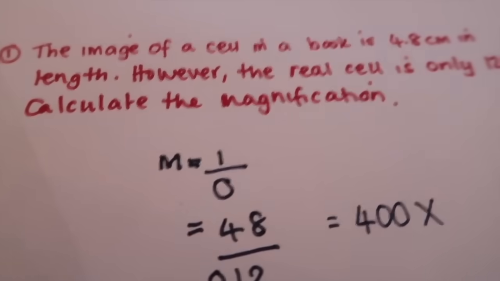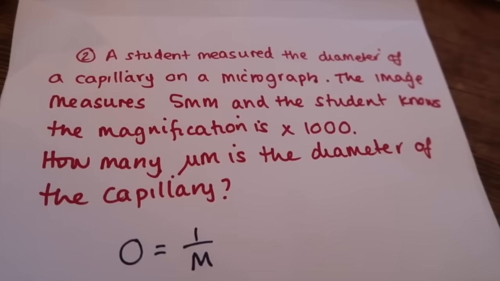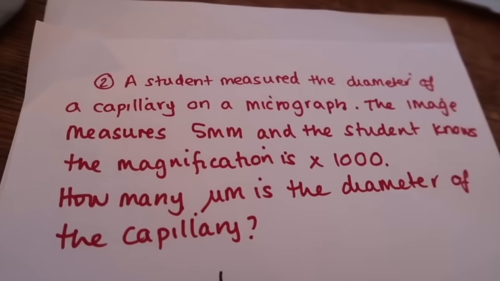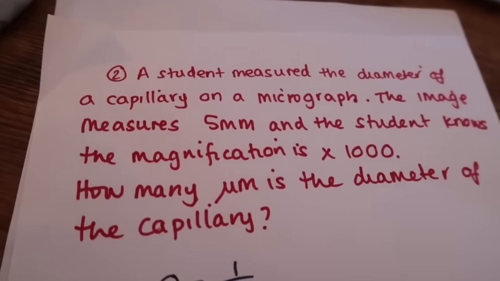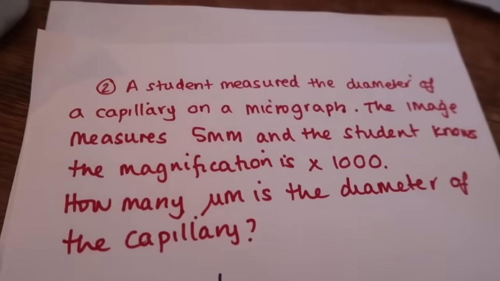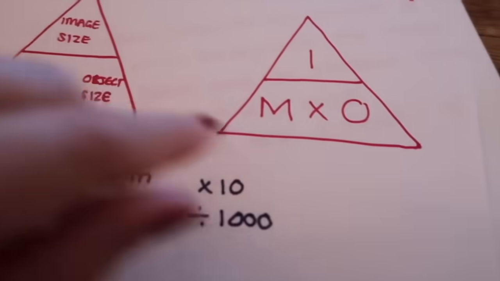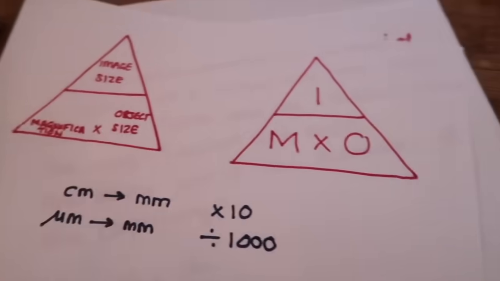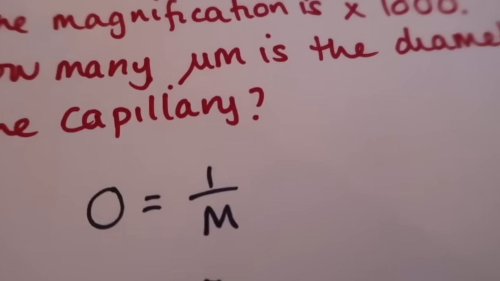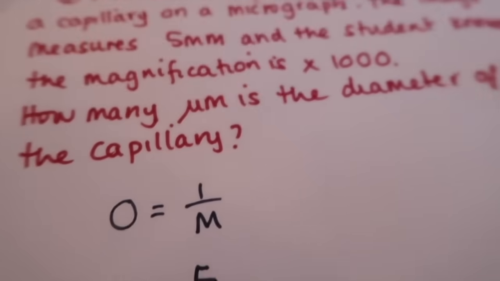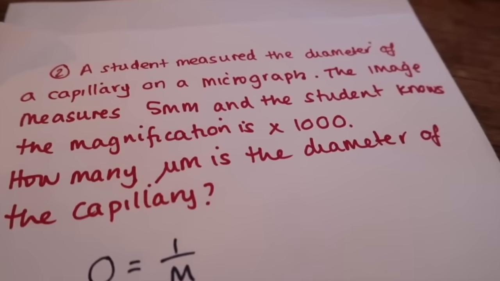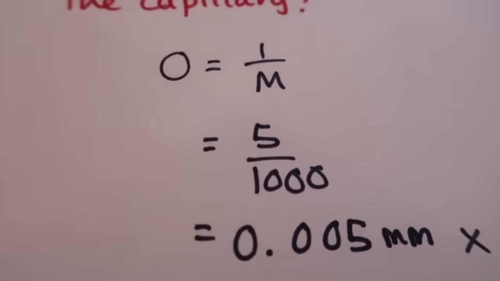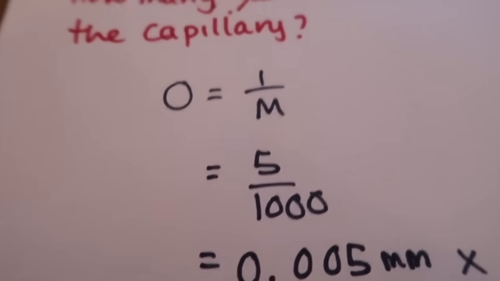Let's look at another question. A student measured the diameter of a capillary in a micrograph. The image measures 5 millimeters and the student knows the magnification is times 1,000. How many micrometers is the diameter of the capillary? Using our formula triangle, we're after the object size, so object size equals image divided by magnification. So I've written the equation here, and then we're just going to pop those numbers in as they are. So we're going to do 5 divided by 1,000, which gives us a value of 0.005 millimeters.